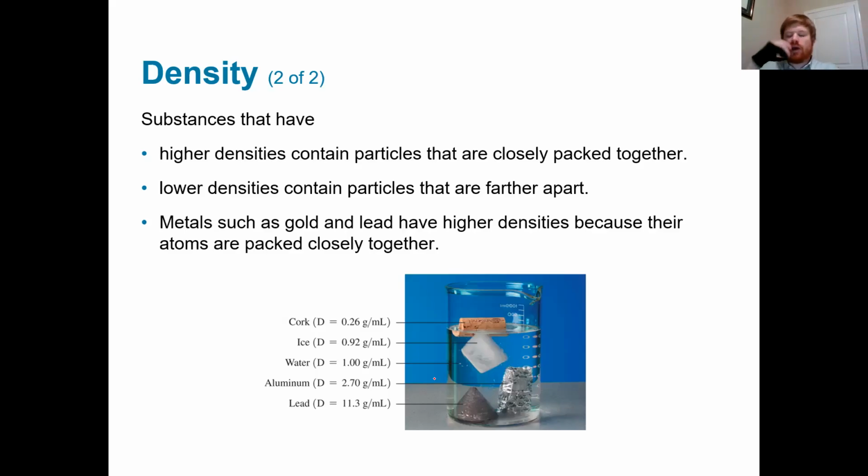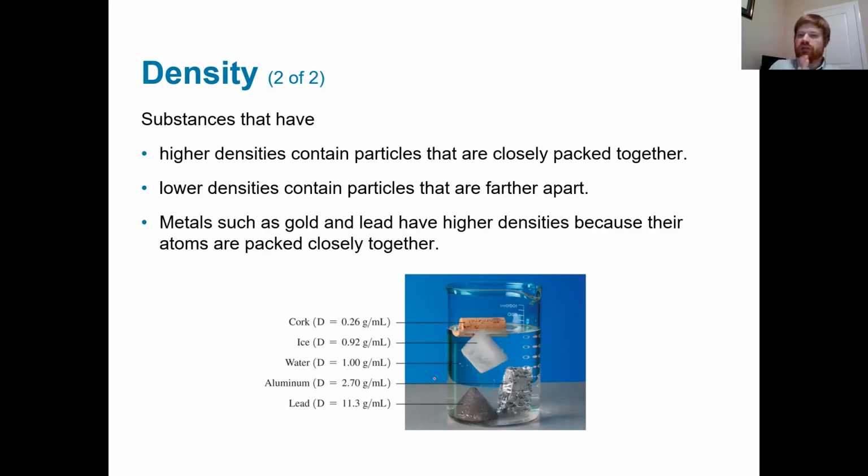Okay, so we're going to talk a lot about density when we talk about solids, liquids, and gases in the future. But keep this in mind that higher densities usually arise when particles are closely packed together. Basically, again, the idea of density is how much stuff is fit into a unit of volume. And the more closely the particles are packed together, the more particles fit. Those particles are what actually have mass. So you have more particles, you have more mass. And then in general, lower densities contain particles that are farther apart.